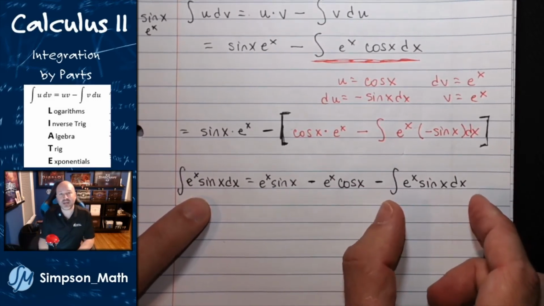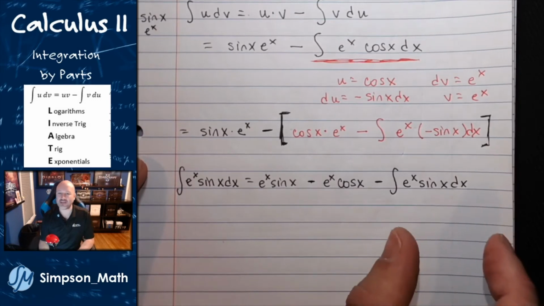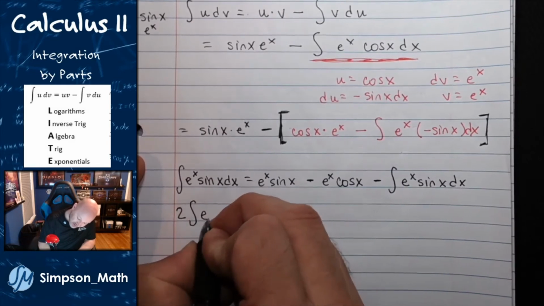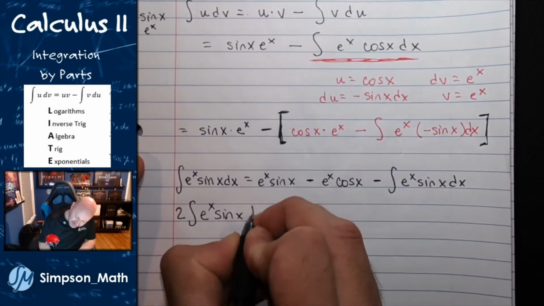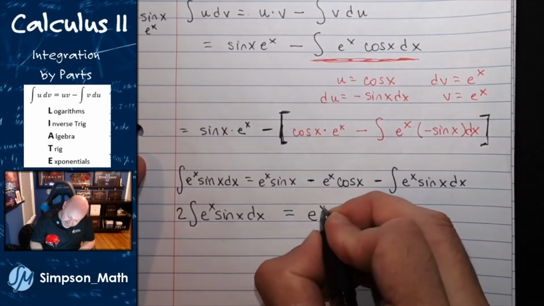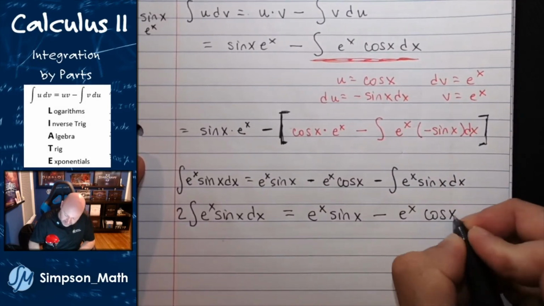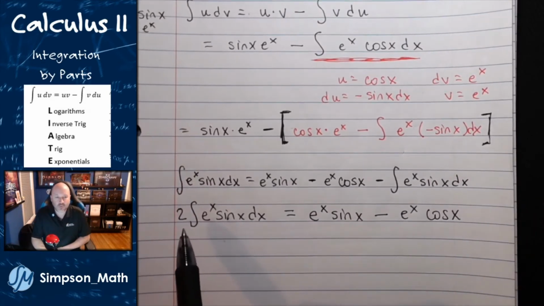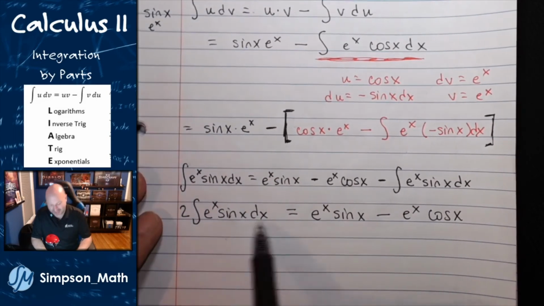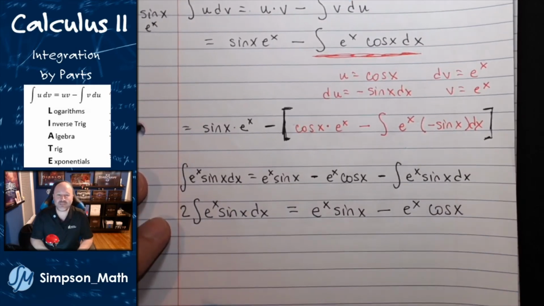I'm going to take this negative integral and add it to the left-hand side. So 1 plus another one of these, I'm going to have 2 of these integrals. And I'm trying to find e to the x sine of x dx. It's equal to e to the x sine x minus e to the x cosine x. Well, I was looking for one of these integrals and I found 2. So how can I take this equation and just get one of these? Well, I can simply divide everything by 2.